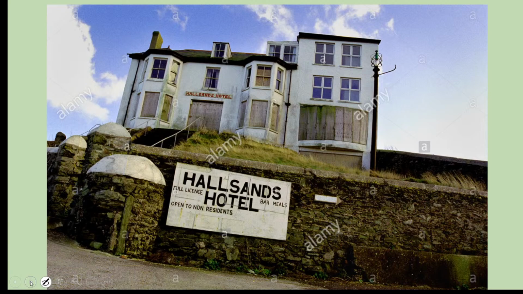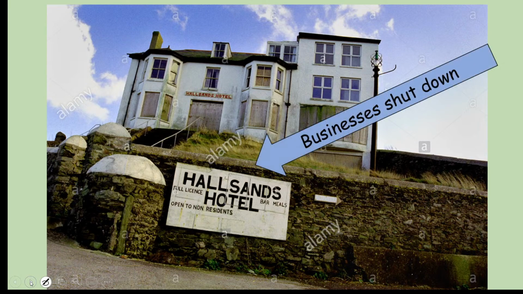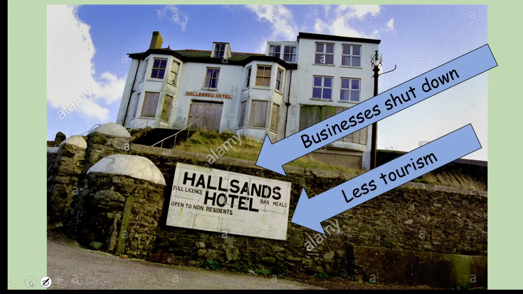So there are lots of problems that happen because the transport links are destroyed. In this picture we've got a hotel that's shut down. Businesses might close because of erosion. This hotel is right on the edge of the coast, and if it erodes away much more, it's going to be in the sea, and so it's not able to stay open as a business. And that obviously means people won't have a job, but it also means there's what we call less tourism.